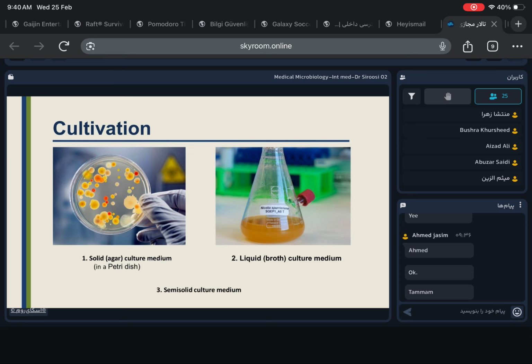We're able to cultivate or propagate bacteria in the laboratory. So why do we need to cultivate bacteria? Do you have any idea? Why do we need to cultivate or propagate bacteria in the laboratory? For diagnosis, for tests like urine culture, the type?